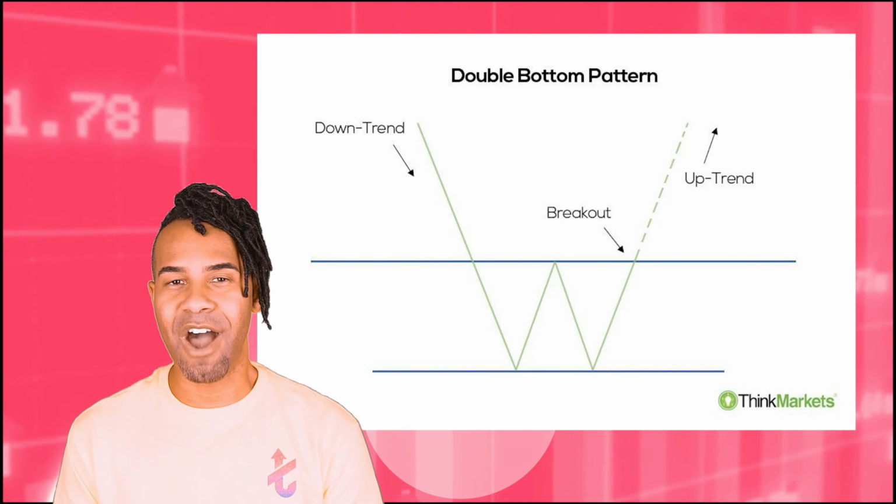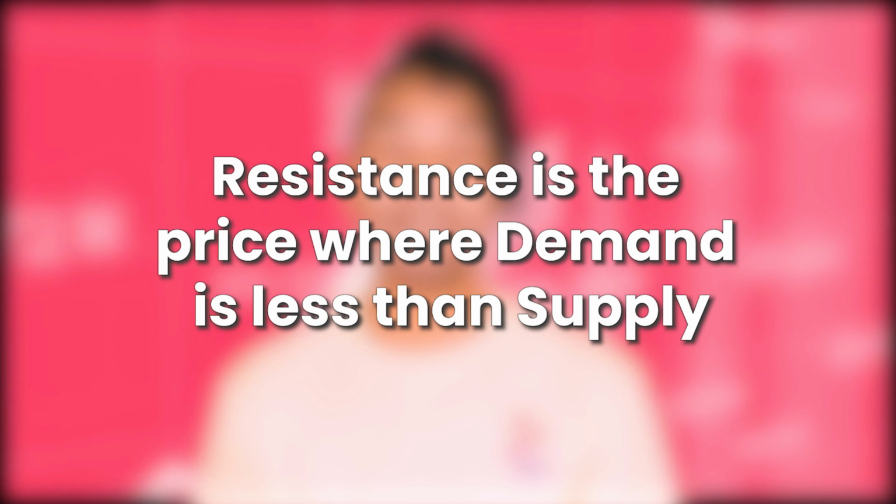We wait for confirmation. In a double bottom pattern, confirmation occurs when price breaks out of the neckline, which acts as resistance. Resistance is the price where demand is less than supply. There are fewer buyers than sellers, and because of this, price goes down. However, price went up, which is a signal that demand is increasing.